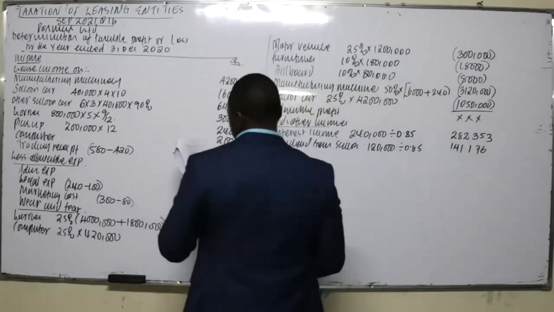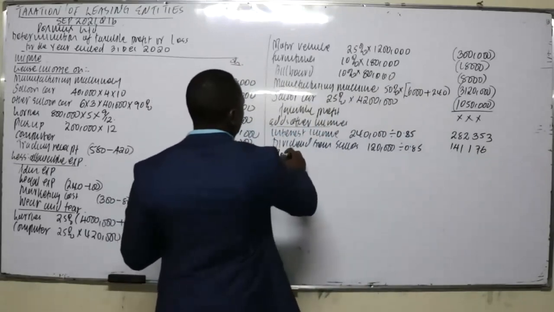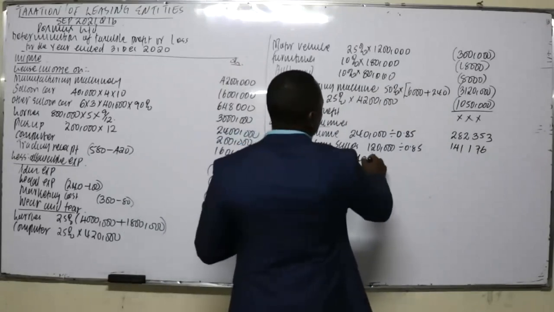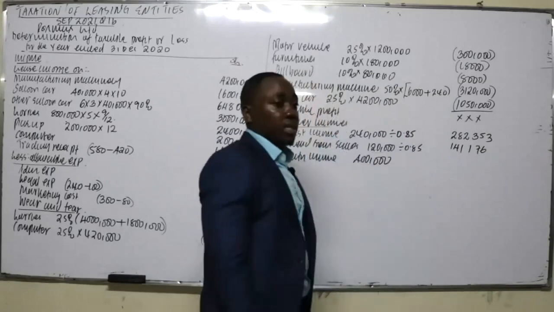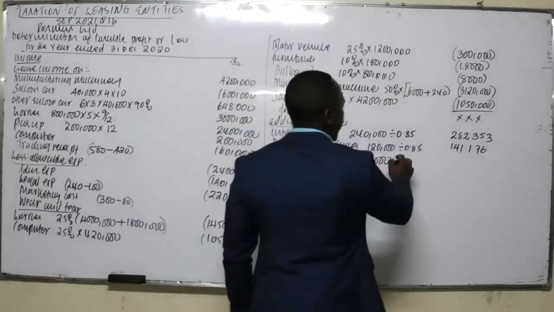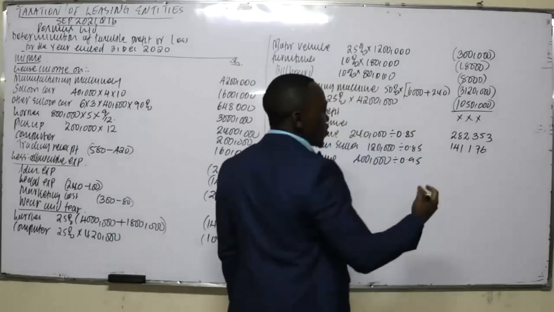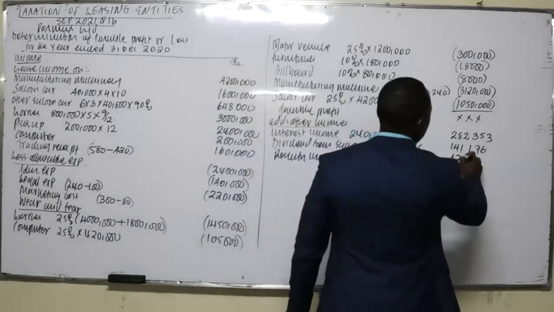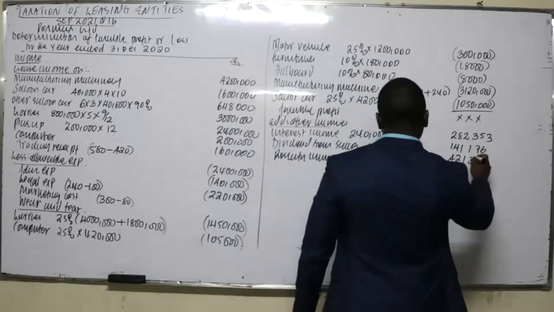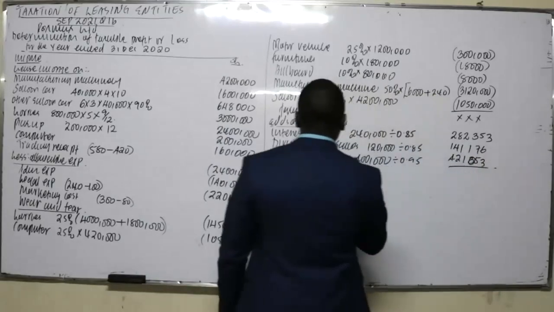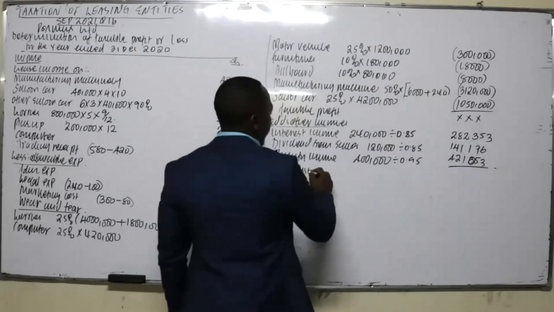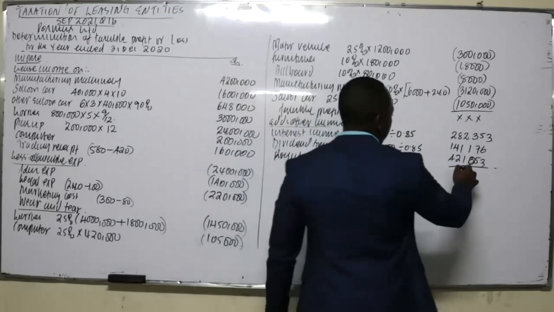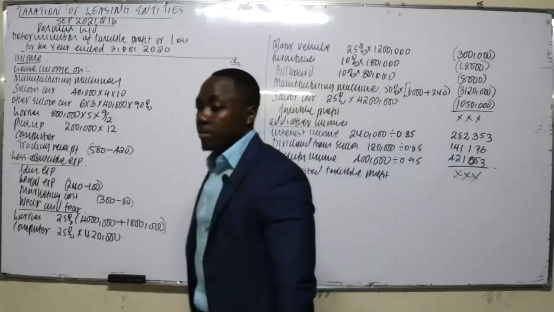176. Then there is royalty income, 400 net. The withholding tax on royalty is how much? 5%. So divide by 0.95, or you multiply by 100 over 95. 421.053. And that's how you get the adjusted taxable profit. As simple as that.